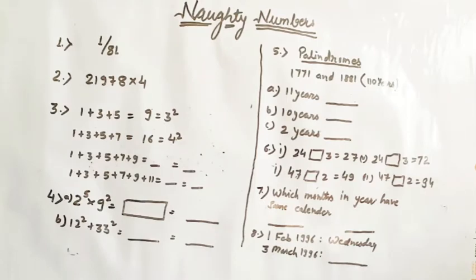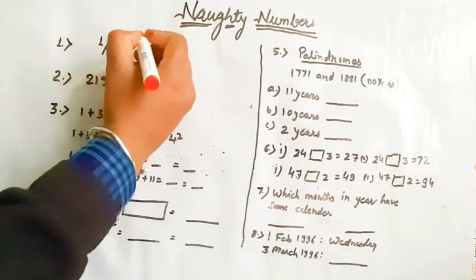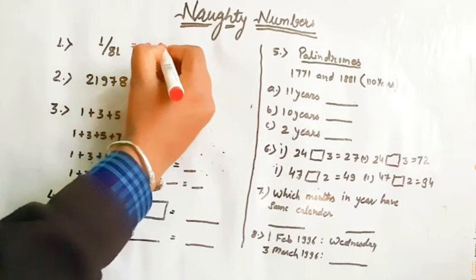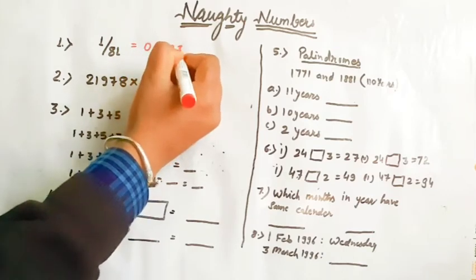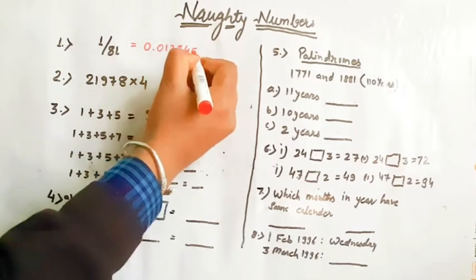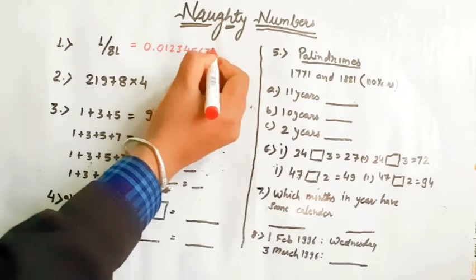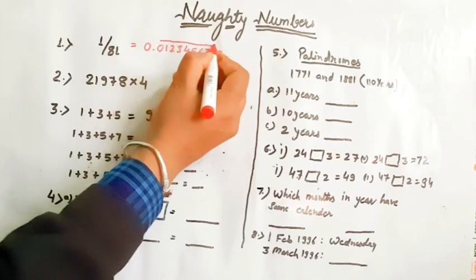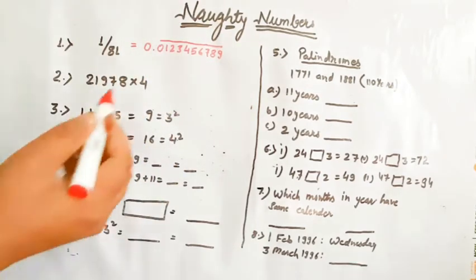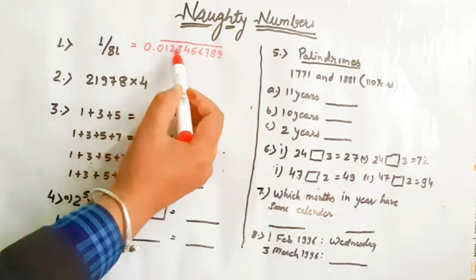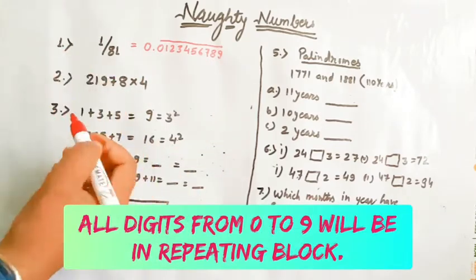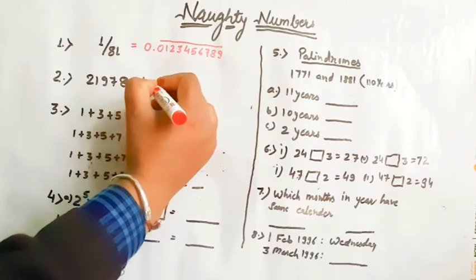The first one is 1 upon 81. If you calculate it, your answer will be 0.01234 5, 6, 7, 8 and 9. Then there will be a bar, meaning all digits from 0 to 9 will be in the repeating block. This is the observation.